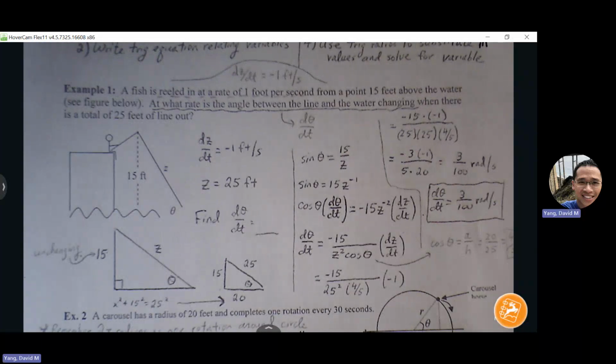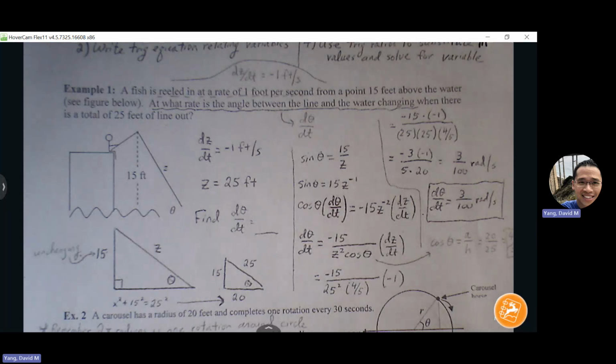So let's say we have a right triangle here. The pole is going to stay constant, it's 15 feet. But the fish is being reeled in, so this distance is decreasing, and theta is changing as well. I thought it started where Z was, and it came in to 15 feet. Right, right. So let me draw the variation of this triangle here.